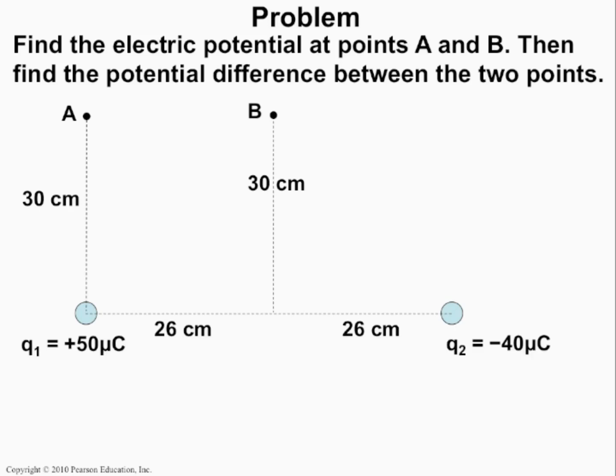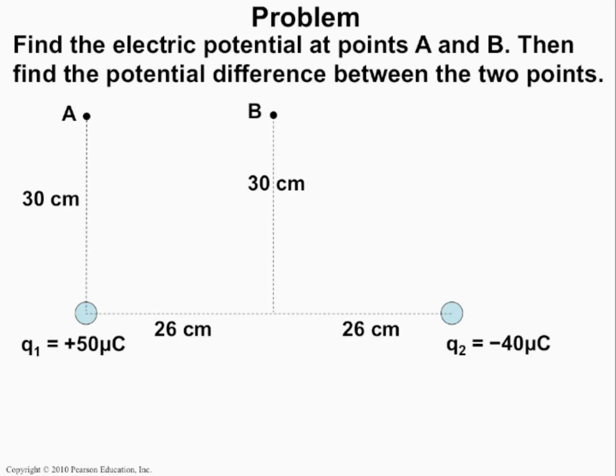Alright, so the problem is: find the electric potential at points A and B. Then find the potential difference between the 2 points. Okay, so I'm going to walk you through the geometry part of this problem, and then you'll be able to do the rest on your own. Okay, let's go through the geometry part first.